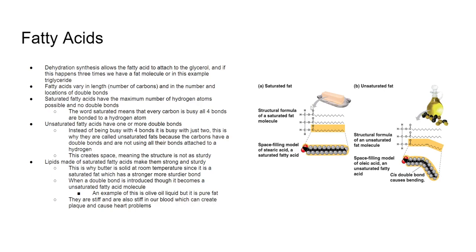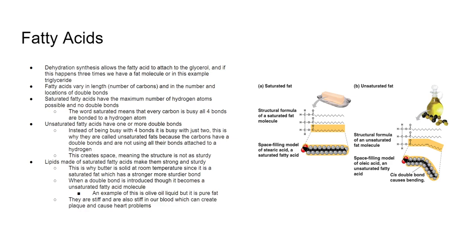So I want to go a little bit more into fatty acids. Dehydration synthesis allows the fatty acid to attach to the glycerol, and if this happens 3 times, we have a fat molecule, or in this example, a triglyceride, which is the formal name for it. They vary in length, the number of carbons, and in the number and locations of double bonds, which is very important.